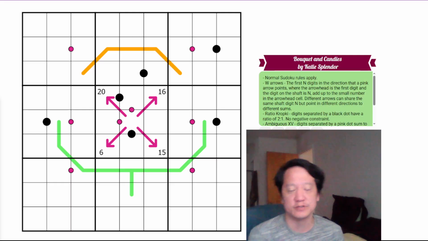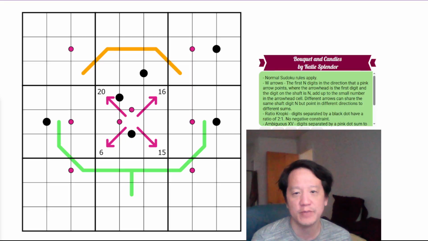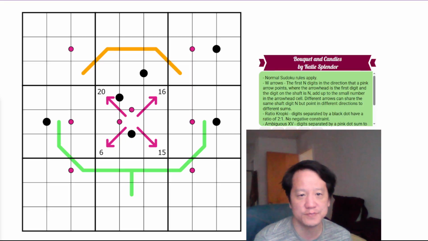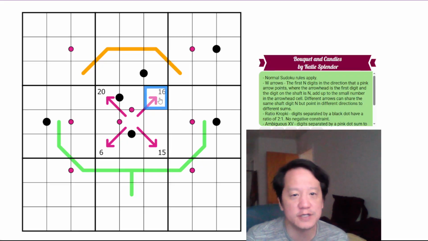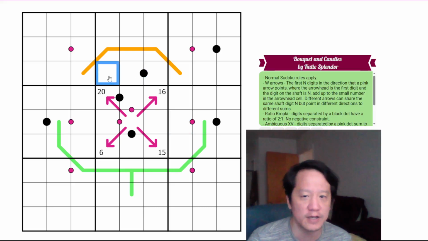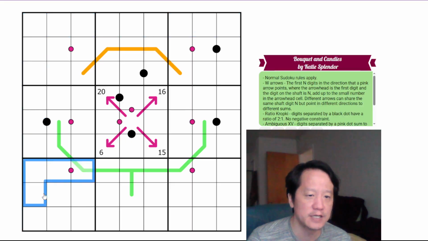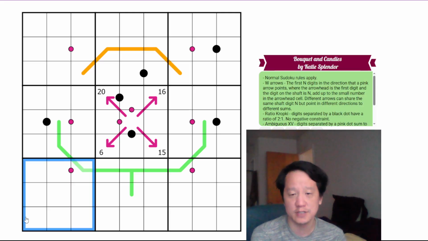Today's very easy puzzle is called Bouquet and Candies by Katie Splendor. And here are the rules. Normal Sudoku rules apply, which means in every cell in the grid, place a single digit from 1 to 9 such that every row, column, and designated 9-cell region contains the digits 1 through 9 exactly once each.